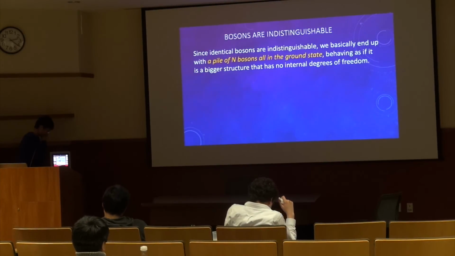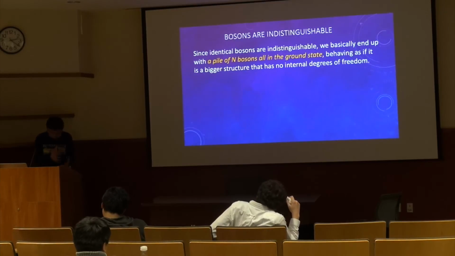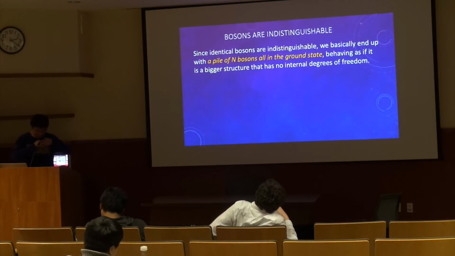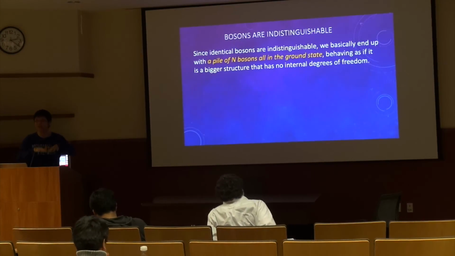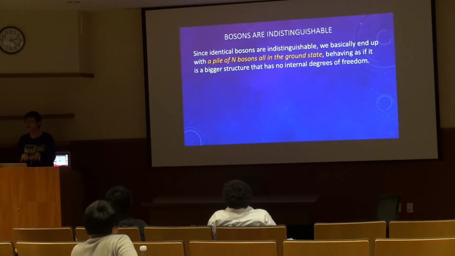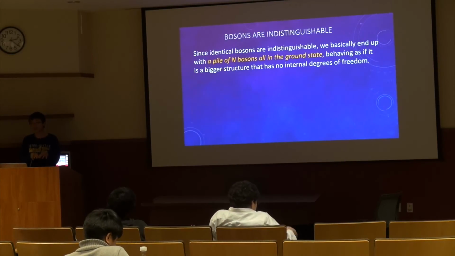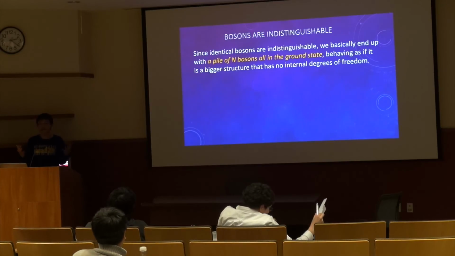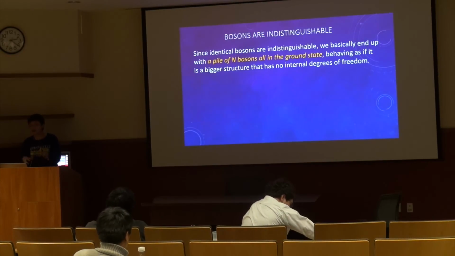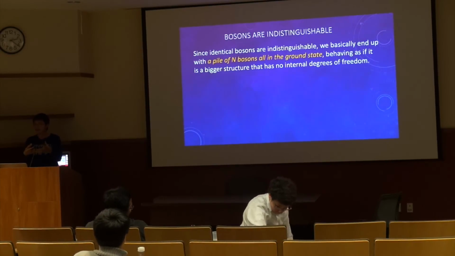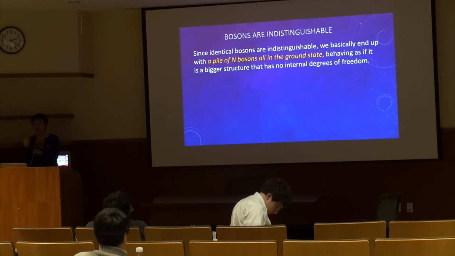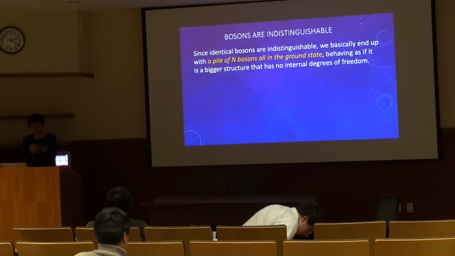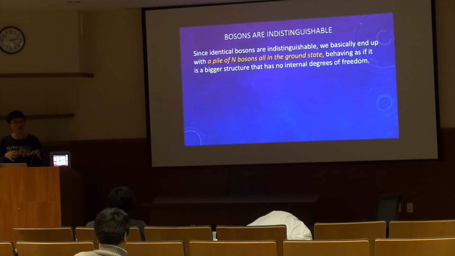So in some ways, once all of the bosons condense... we use the word condense. They condense into the ground state. You cannot distinguish between them. Say if I have 10 different bosons, they're all in the ground state and all congregated in a small region. You cannot distinguish, cannot have individual properties of each of them. So they sort of behave as a bigger structure.